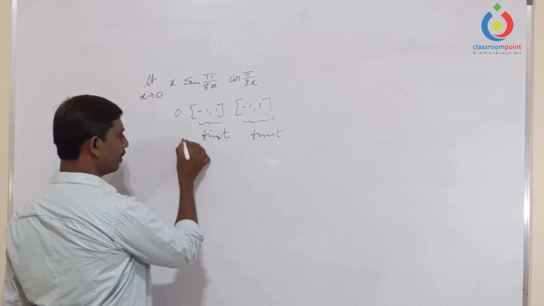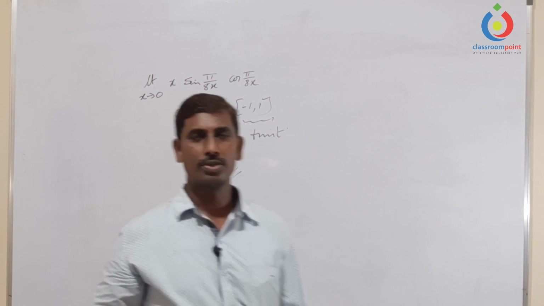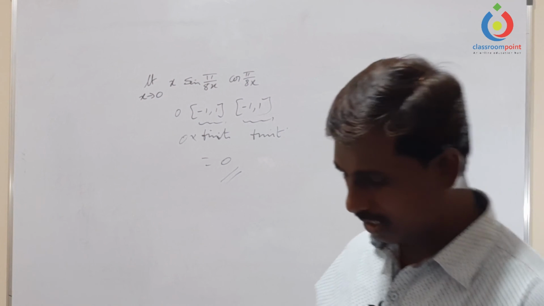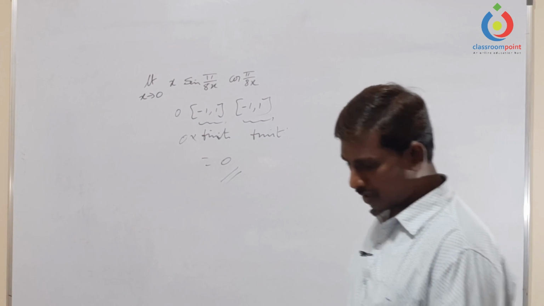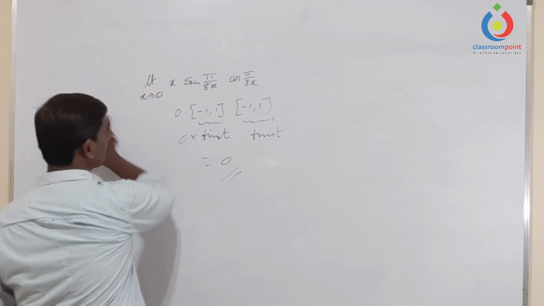That means 0 into finite is always 0. 0 into finite is always equal to 0. Just remember that, very important problem. And one more last problem, the last one.